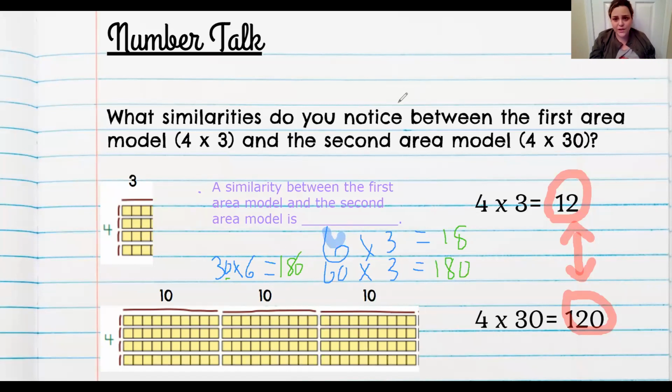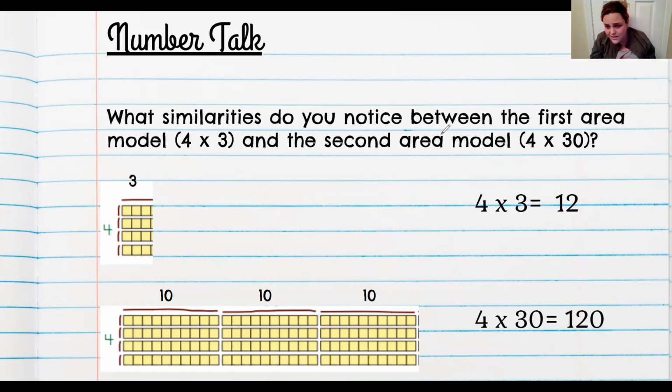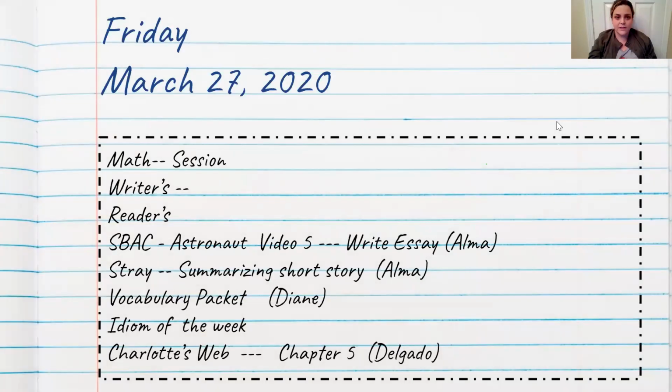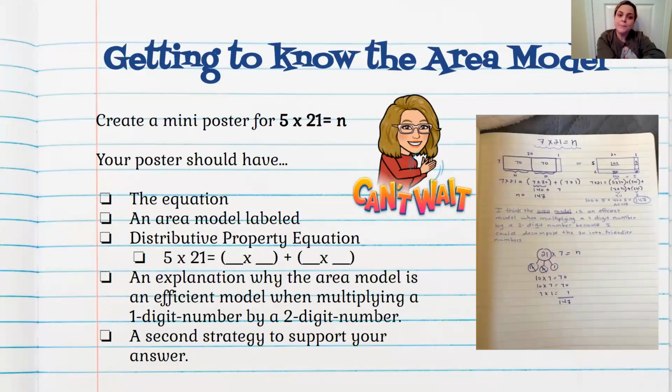So I'm going to clear my drawings again so that we can do the last part of our lesson today. I'll exit out of my annotate. This is what you're going to be doing today, guys. This is your activity, getting to know the area model. You're going to create a mini poster for 5 times 21 equals n.